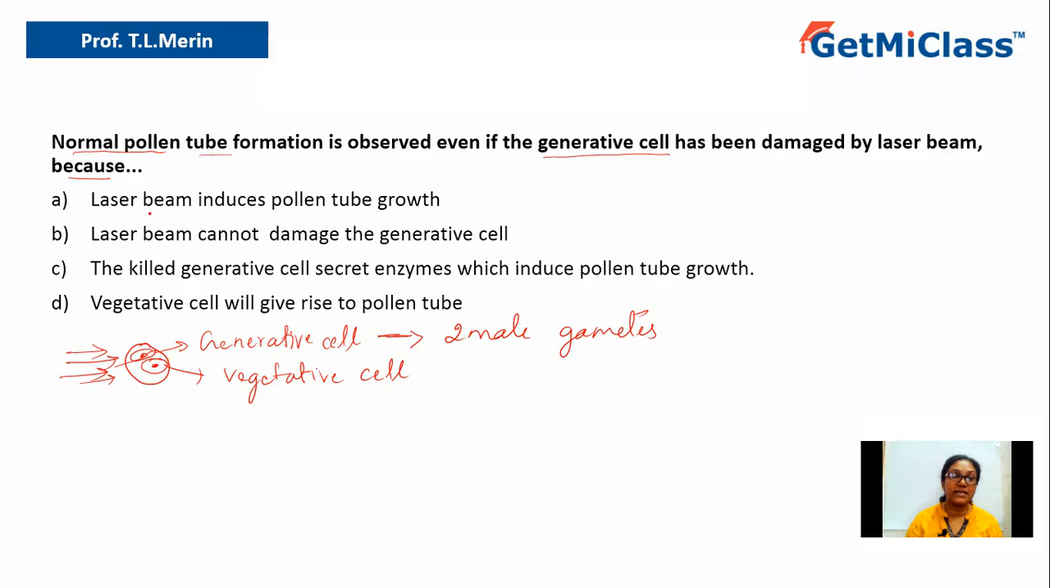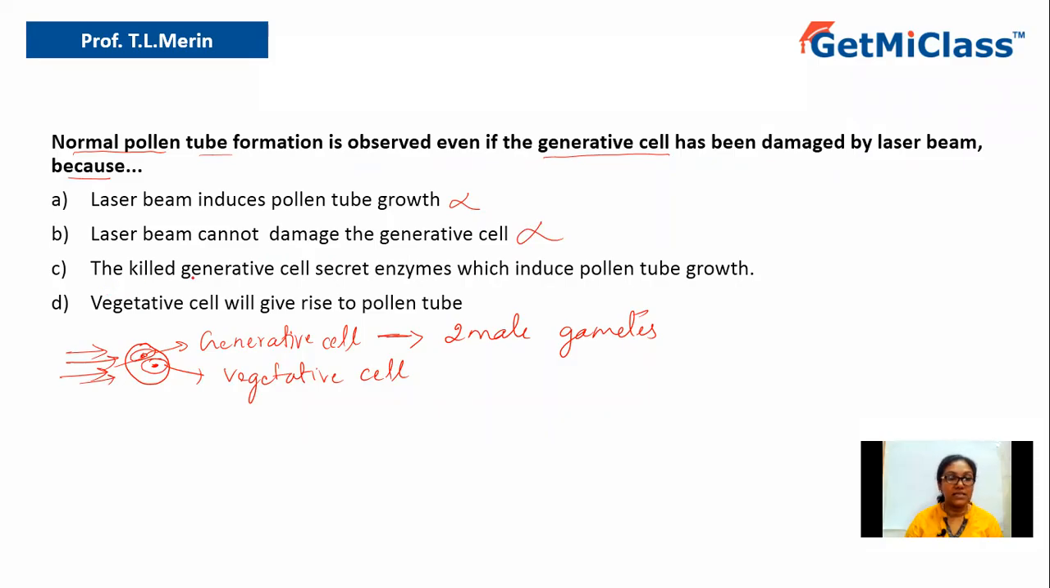So option A says laser beam induces pollen tube growth. No, laser beam does not induce pollen tube growth because it is actually damaging in nature, and hence option A is ruled out. Option B says laser beam cannot damage the generative cell. No, again, because the question itself says the generative cell has been damaged by laser beam. It's already stating that it has been damaged. So how can we say it does not damage the generative cell?